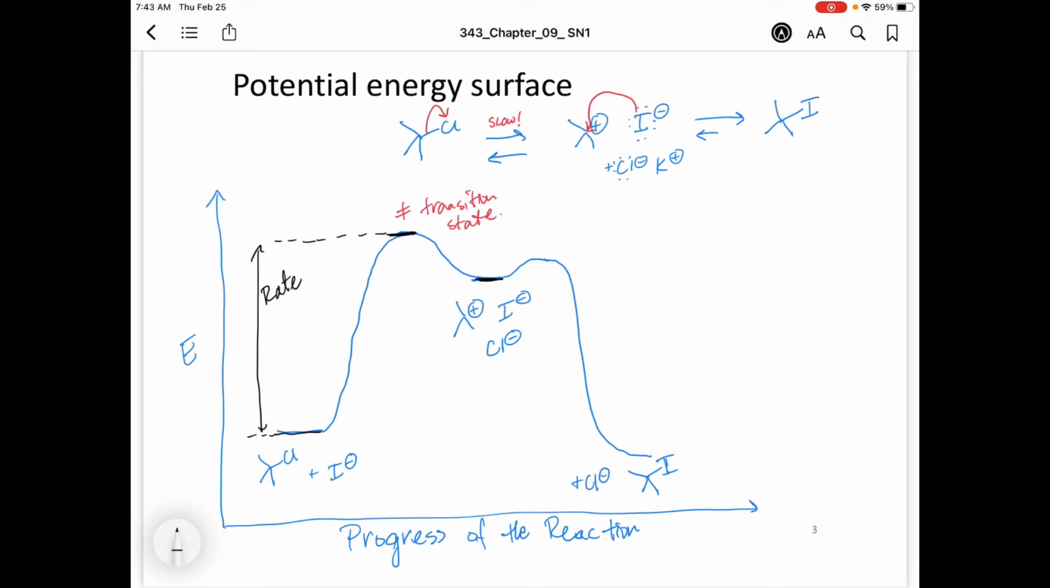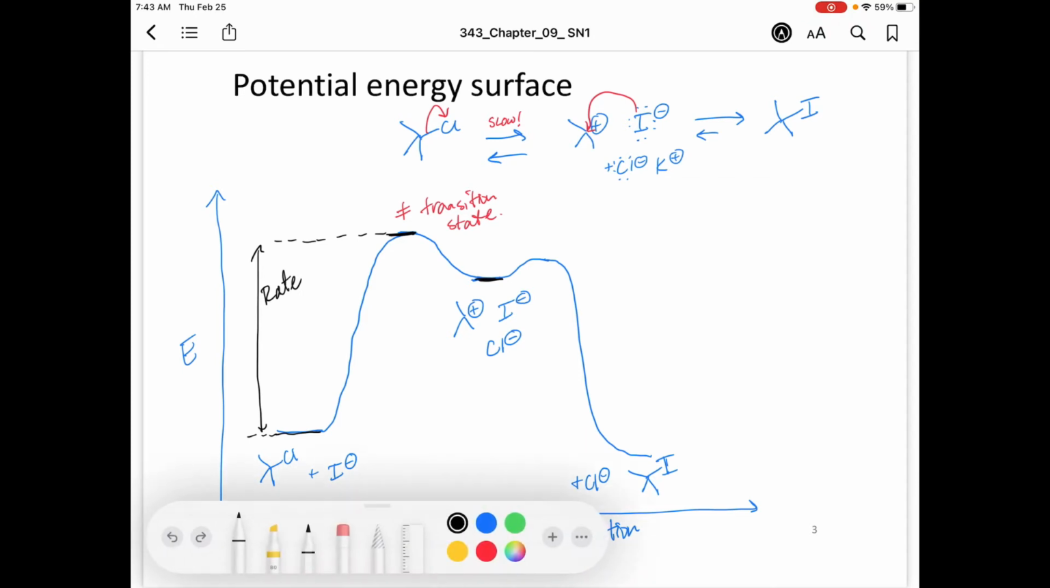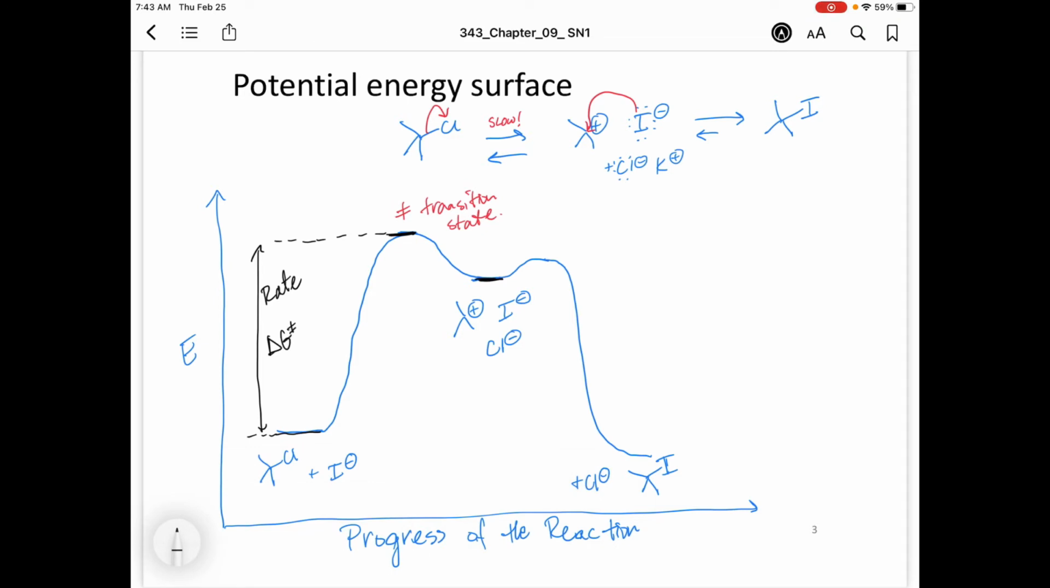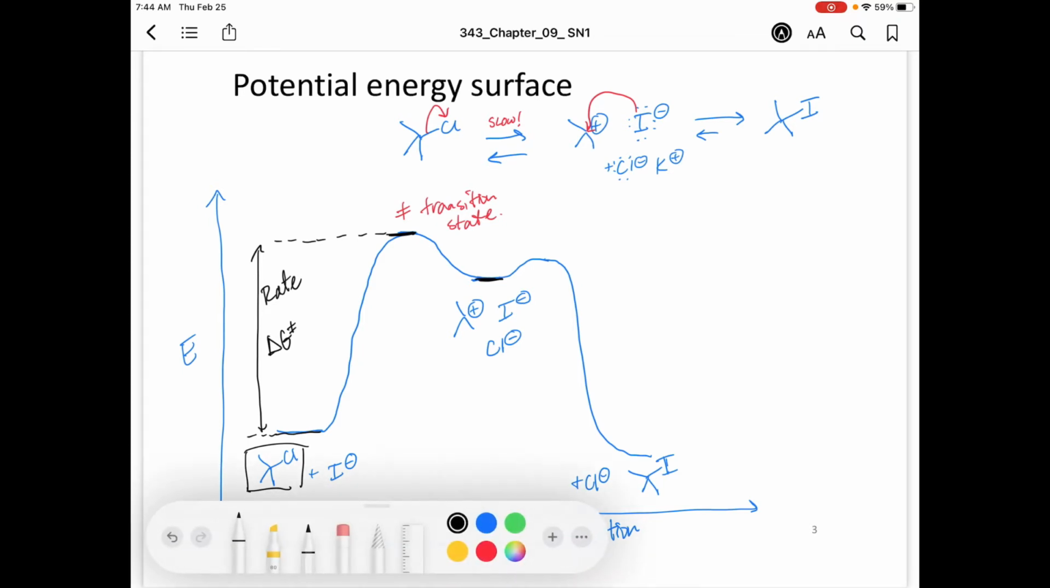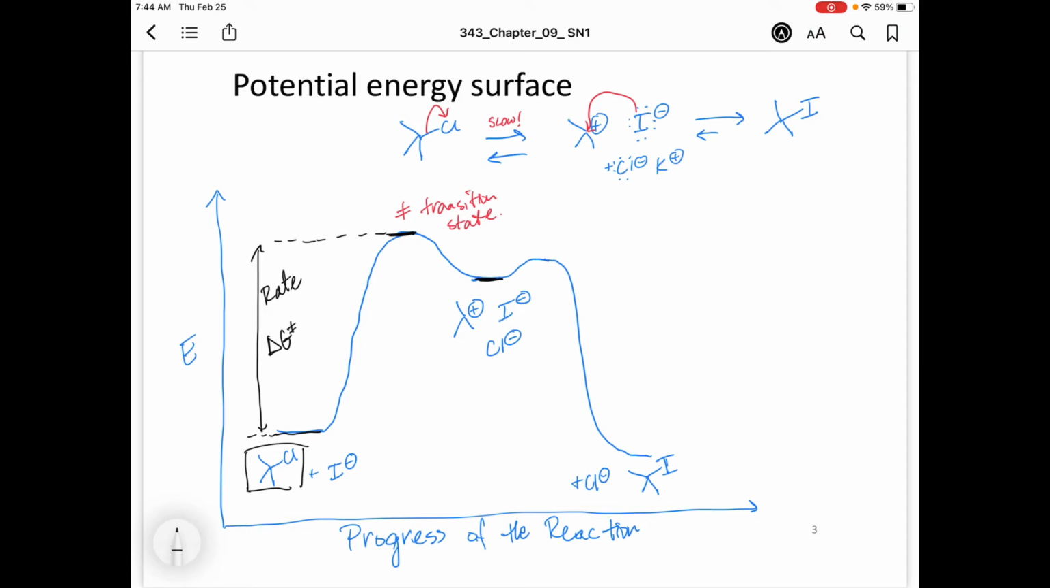Okay? So this delta G double dagger is another way that we would say this. Now, SN1 is dependent only on this substrate. SN1 is unimolecular. It's only dependent on one reactant. Not I minus. It does not care how good of a nucleophile that I minus is. That could get us into another type of reaction.